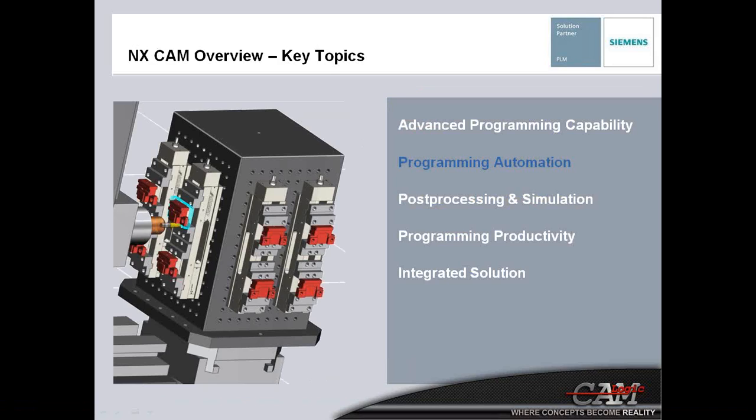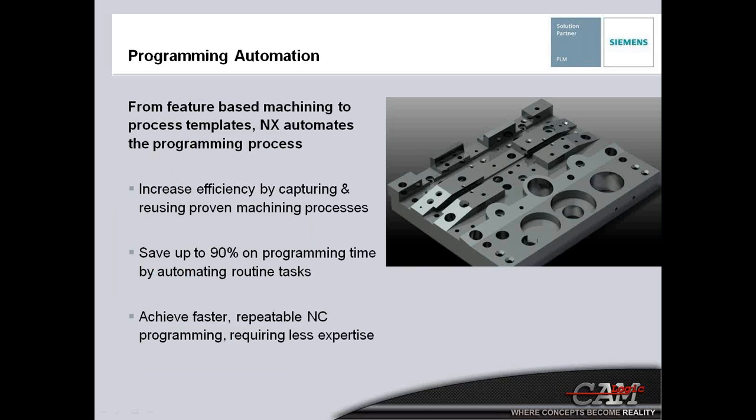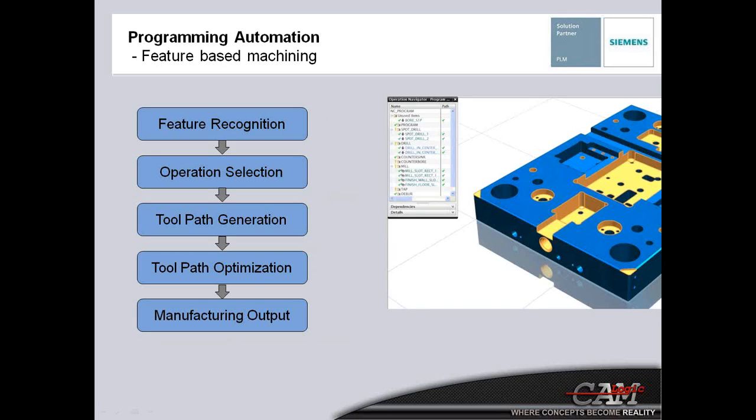So now moving on to the programming automation, this is where we tend to start looking at some of the feature-based machining portions of NX. The latest NC programming automation technologies in NX CAM can help improve your manufacturing productivity. We can see up to 90% of programming time saved by automating routine tasks. This is where feature-based machining is a great example of programming automation that can lead to greatly reduced programming times.